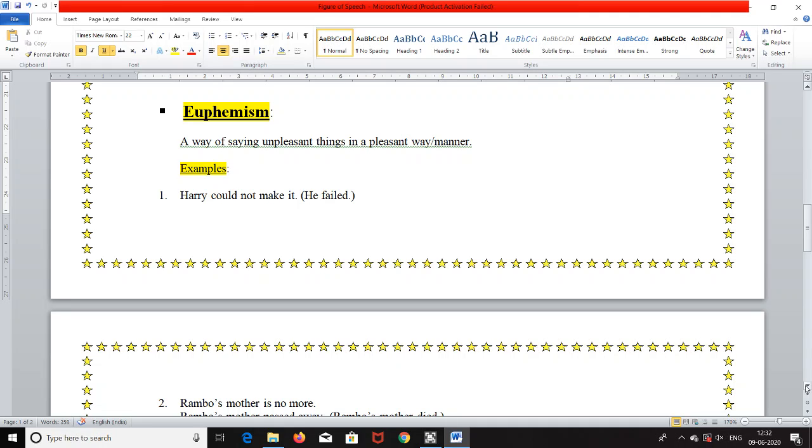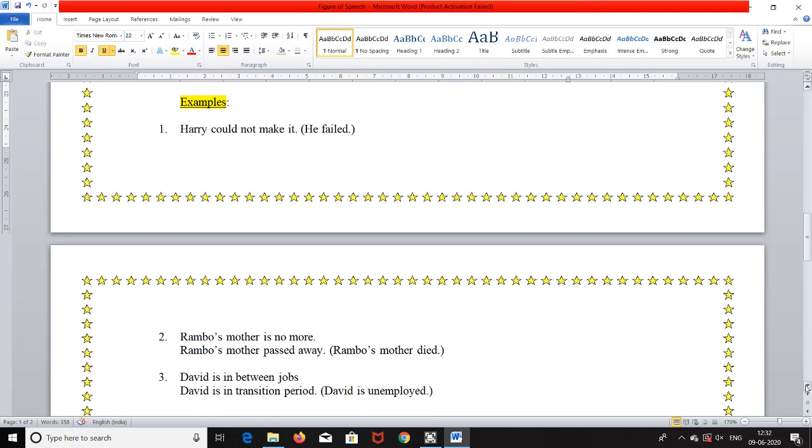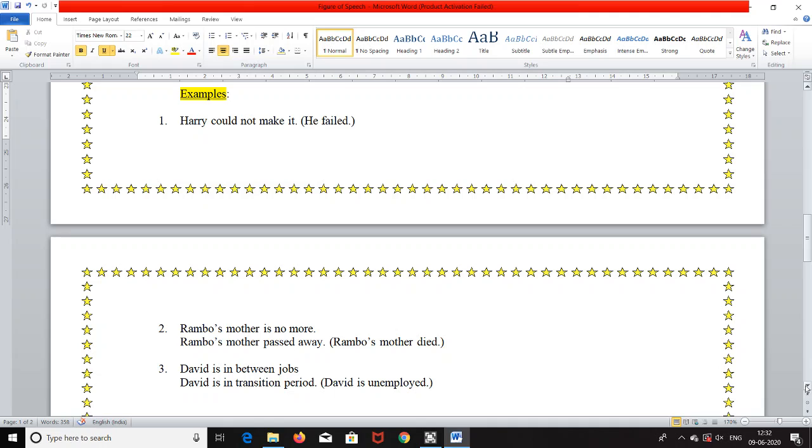For example, the first one is Harry could not make it. It's a comfortable thing if we say that instead of he failed. So it's better to say he could not make it. Another example is Rambo's mother is no more, or Rambo's mother passed away. It's fine. However, a bit unpleasant way is saying Rambo's mother died. Another one is David is in between jobs, or David is in transition period. It is not harsh. It is an okay term, soft mannerism. Instead of saying David is unemployed, which is more harsh. Fine. So euphemism is basically saying soft things instead of being harsh.